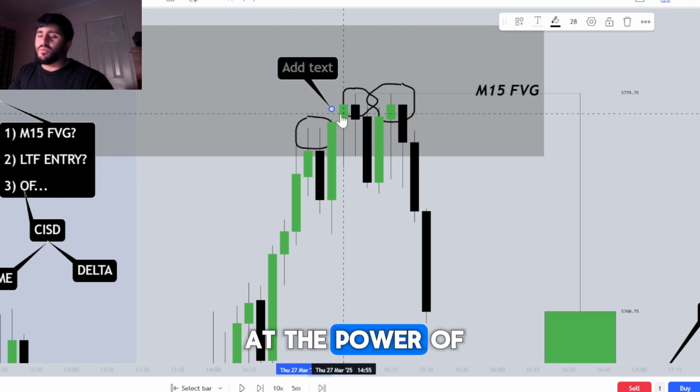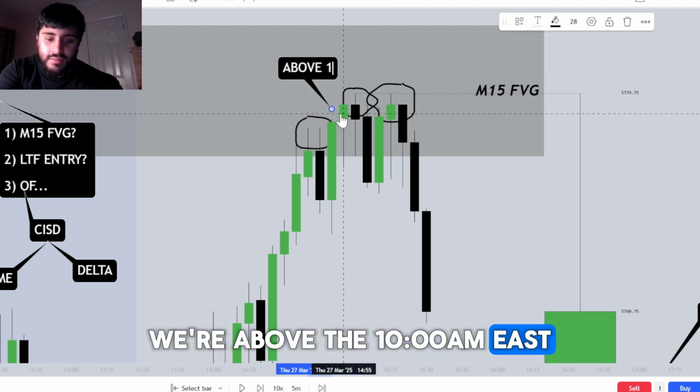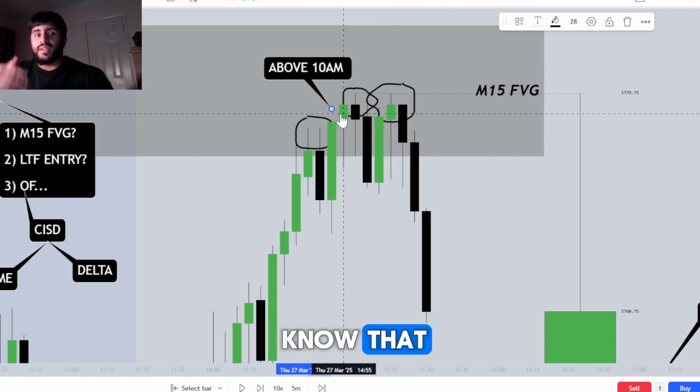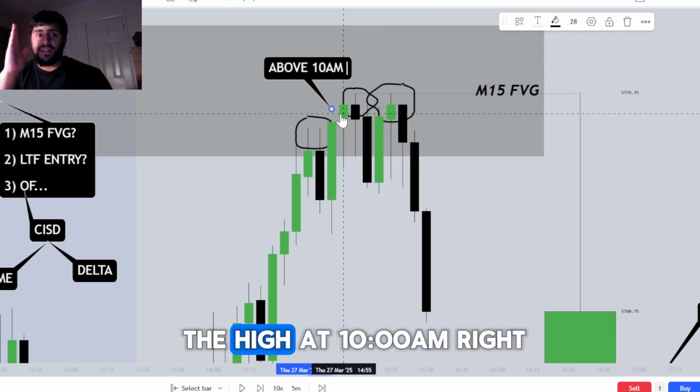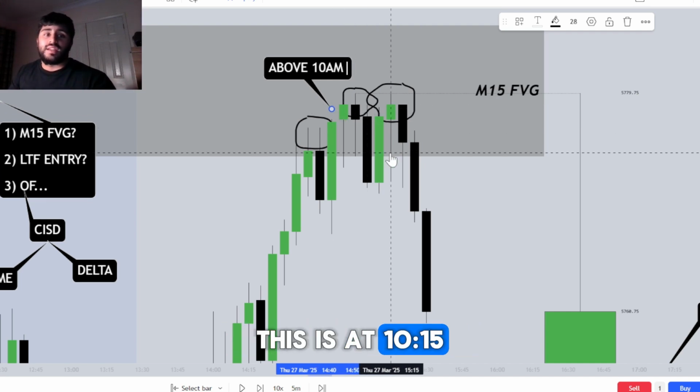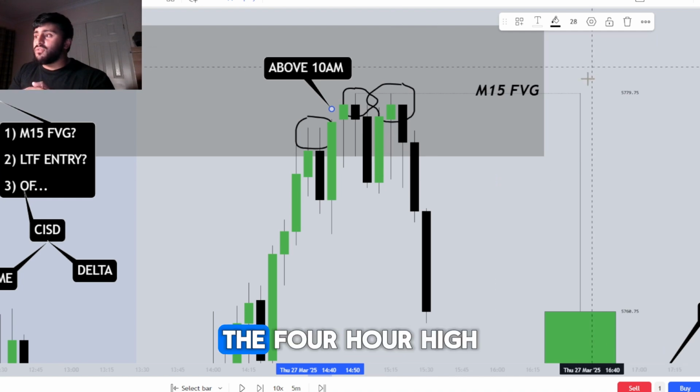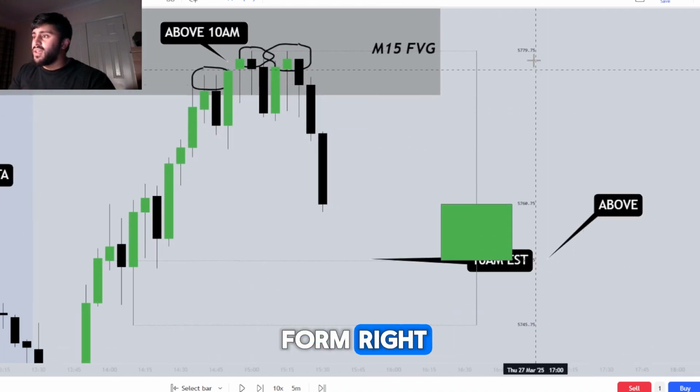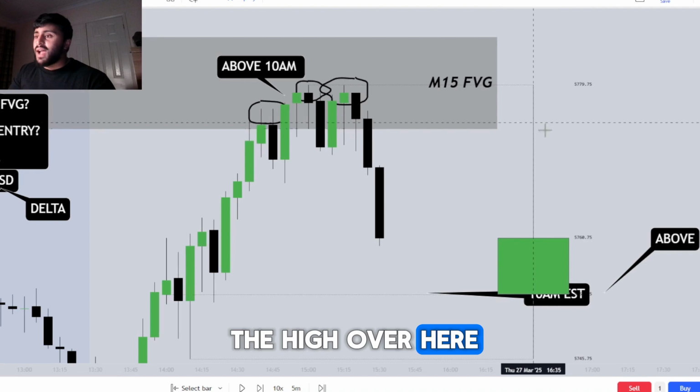So when you're looking at the power of 3, we're above the 10 a.m. Eastern. How do you know that the candle has given the high at 10 a.m.? How do you know that this was at 10:15? How do you know at 10:15 the 4-hour high candle was actually going to form? Because this candle produced the high over here. How do you know that?